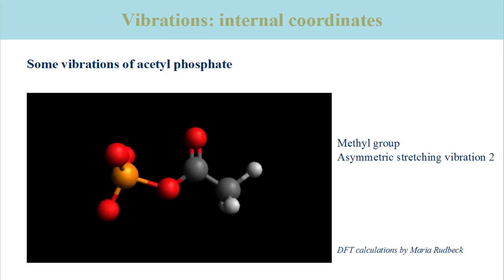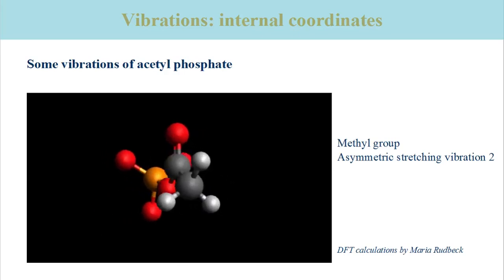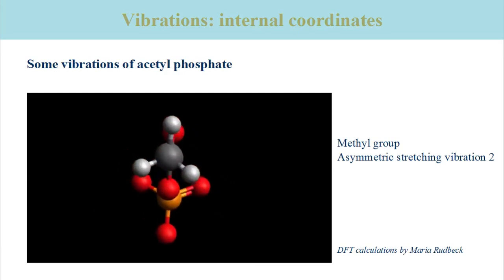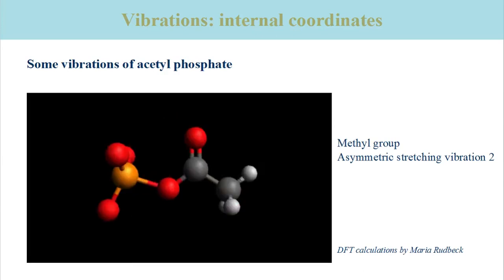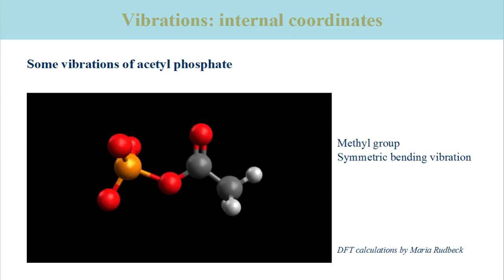Finally, this is the last stretching vibration of the methyl group. Again, it is an asymmetric stretching vibration. The next example is a bending vibration, again of the methyl group. The C-CH angle oscillates, and it does so in the same way for all hydrogen atoms. Therefore, this vibration is a symmetric bending vibration. There are also asymmetric bending vibrations, but I will not show them.